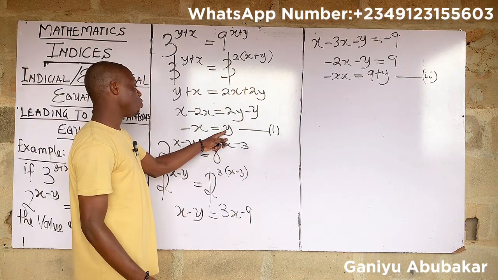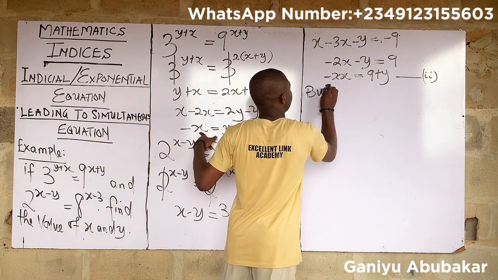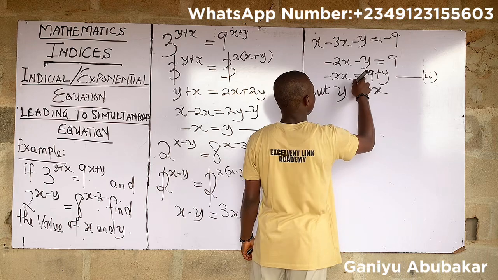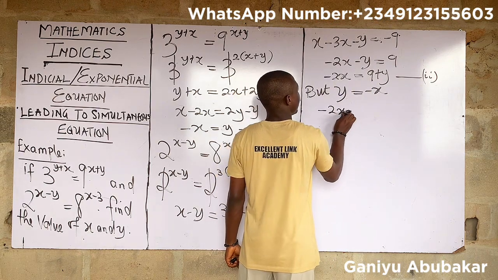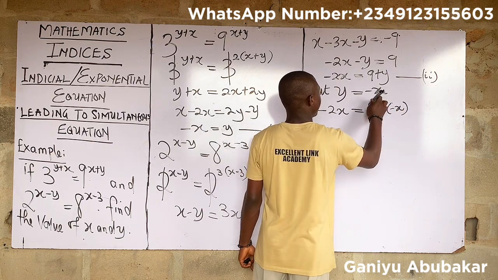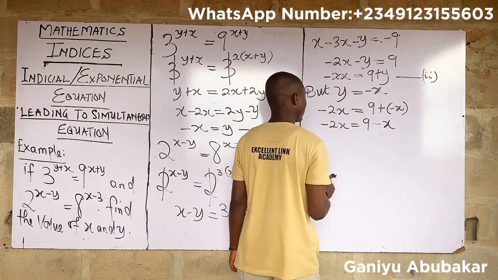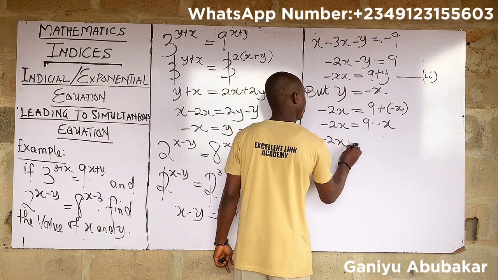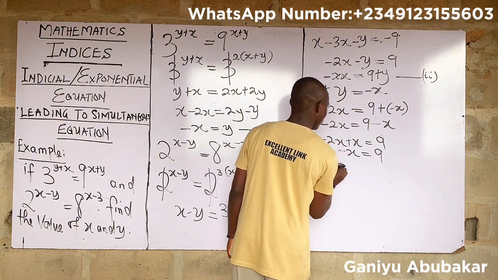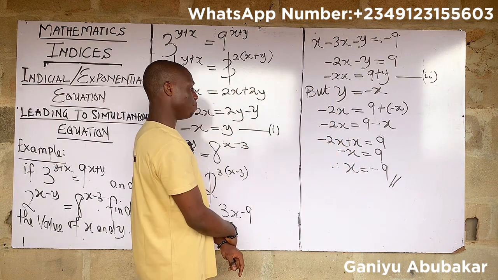By the way, this signifies anywhere I see y, I'll put minus x. y is equal to minus x as said from here. So anywhere I see y inside equation 2, I'll put minus x. So I'll have minus 2x equal to 9 plus what's y? y is minus x. Minus 2x equal to 9 plus minus x. Let's get x here. Minus 2x, this one becomes plus x equal to 9. This gives minus x equal to 9. So therefore, x equal to minus 9. So my answer is given as minus 9.